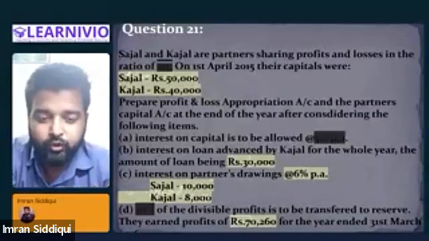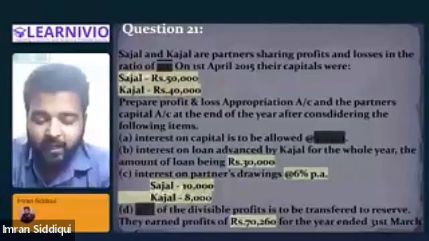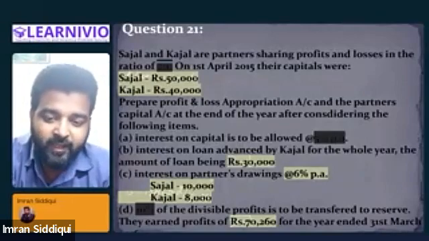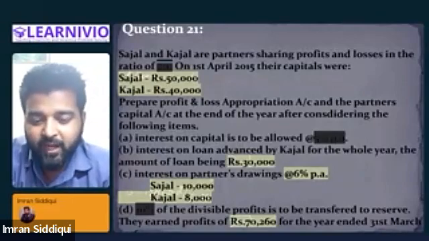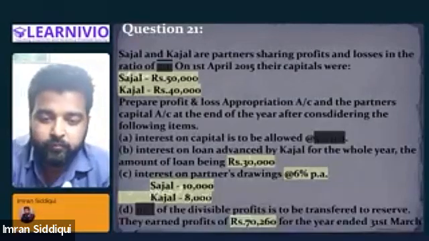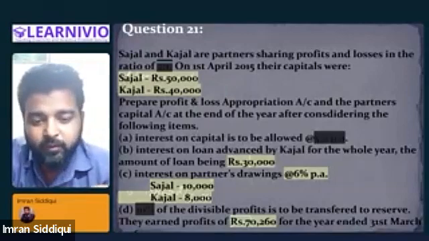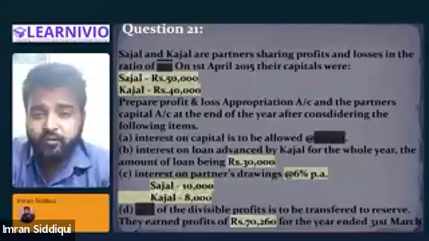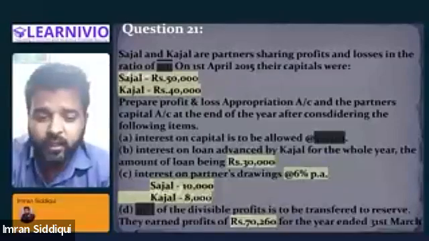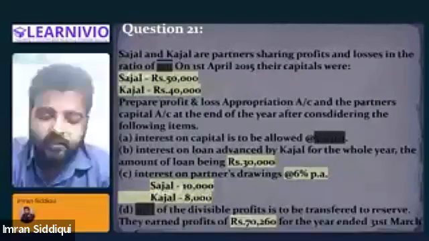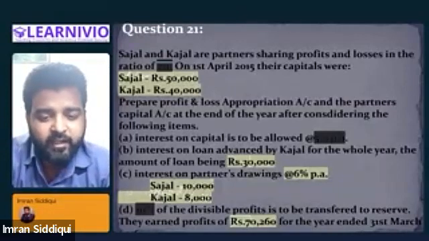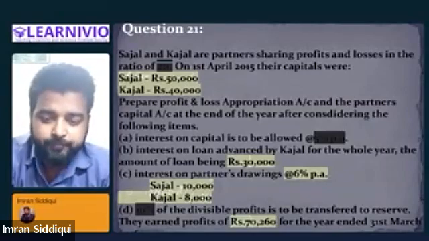And do you remember how much interest the firm will have to pay to Kajal? Do you have any idea how much interest Kajal will be paid on the amount of loan she has given to the firm? Could you please tell me? Yeah, 6% per annum, right? Why? Because the rate of interest on the loan is not given in the question. And we have already discussed this earlier that whenever the interest on loan is not given in the question, we simply presume that the rate applicable will be 6% per annum.